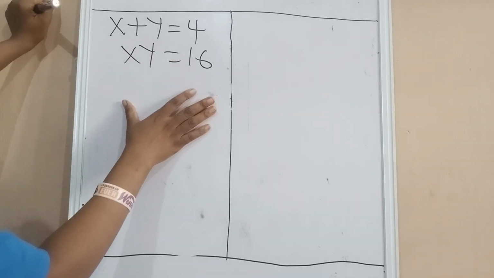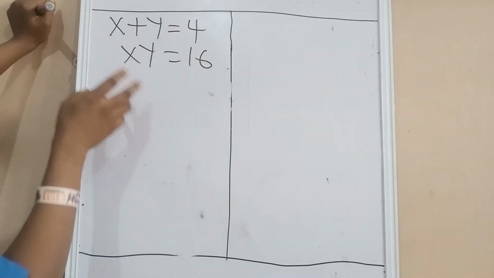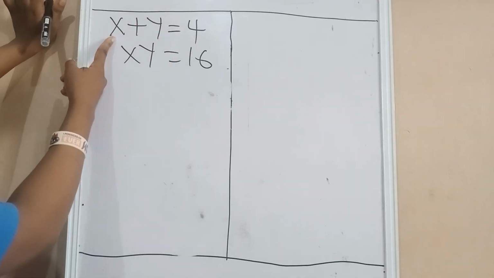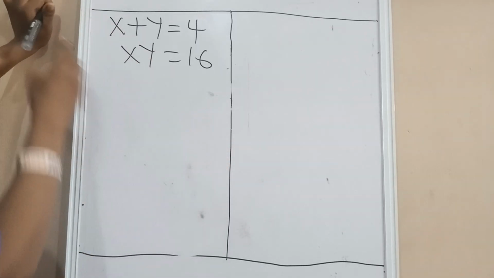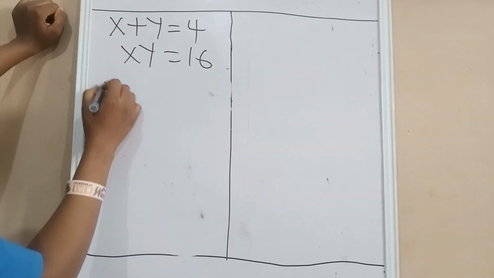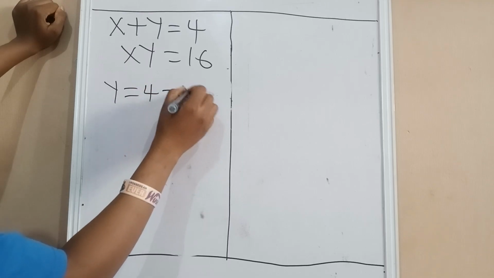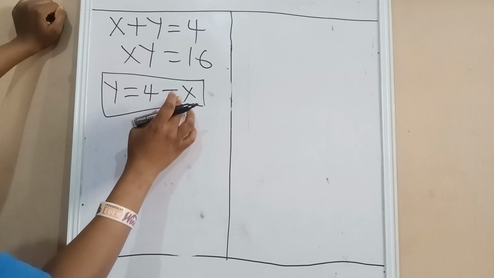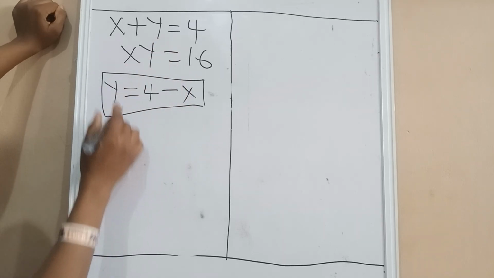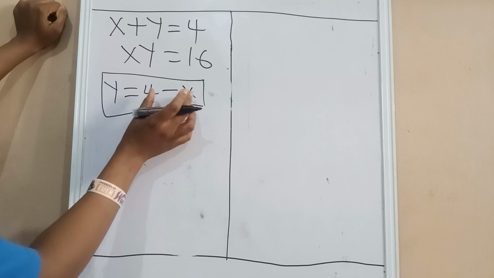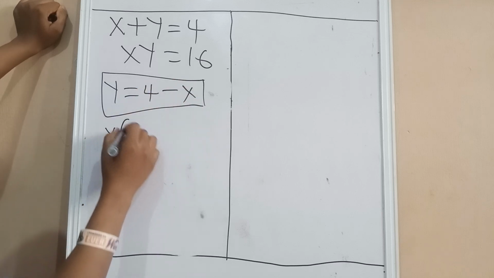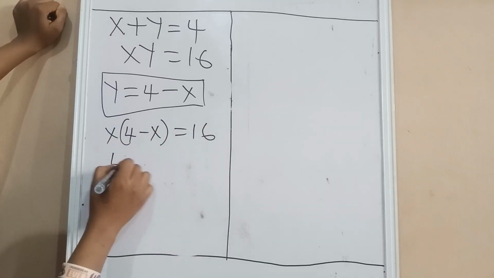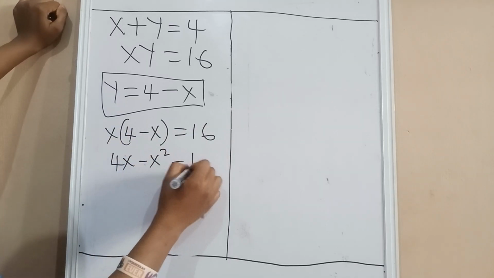So looking at this question, this is a simultaneous equation. First of all, we're going to make one of the variables the subject of the formula. So I'm going to make y the subject of the formula. I'm going to substitute y for 4 minus x in this equation. So anywhere I see y, I'm going to put 4 minus x. I open the bracket, 4x minus x squared equal to 16.